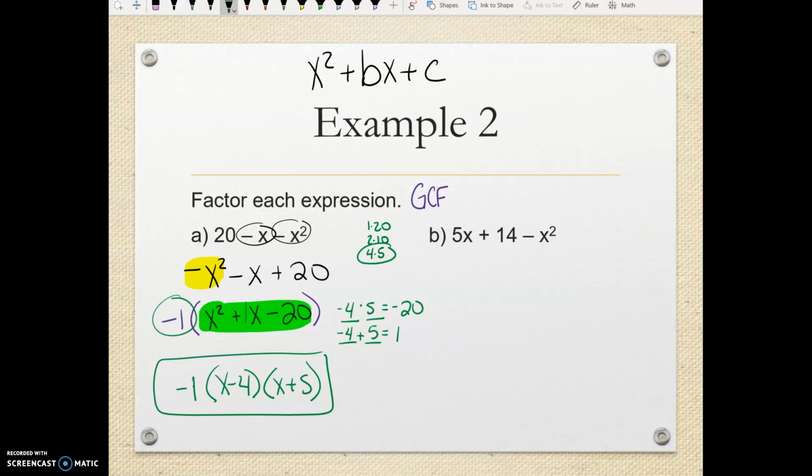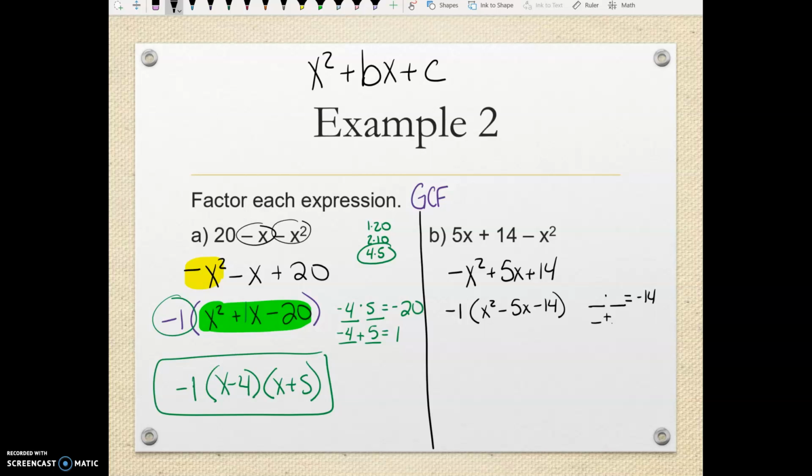Okay, why don't you pause the video and try B on your own. Okay, get this in the right order and then factor out that -1. That makes it x squared minus 5x minus 14. We're looking for two numbers that multiply to give us -14 and add up to -5.